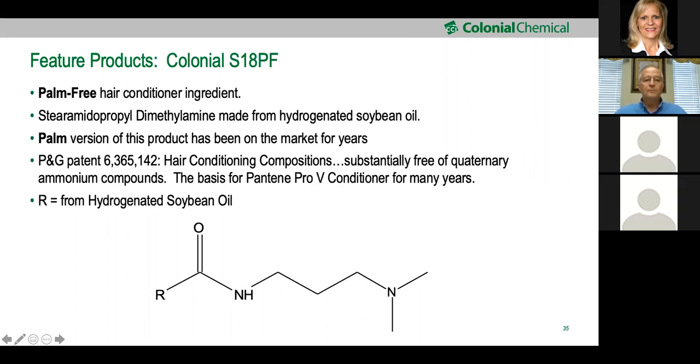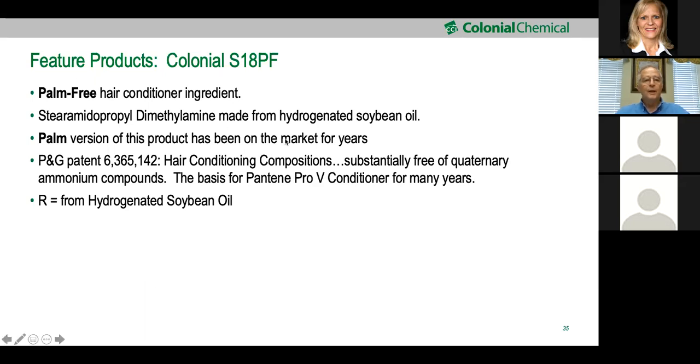The palm version of this ingredient has been on the market for years. If you look at this P&G patent that I've listed here, you will see that P&G positioned this as a non-quat offering many years ago, and it was the basis for their Pantene Pro-V conditioner for many years. They've since moved on, but if you go into your drugstore or supermarket and look at conditioners, you will see stearamidopropyl dimethylamine in many of them still. The R here is from, in this case, hydrogenated soybean oil. So what would we do with such an ingredient in the lab?